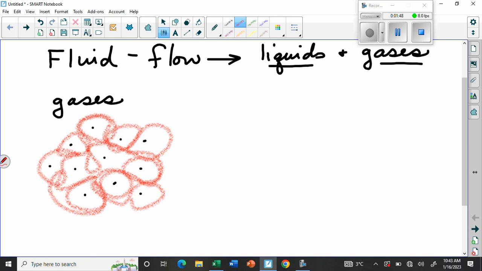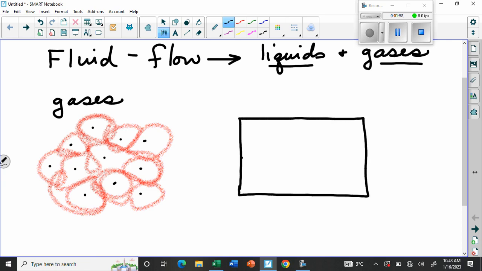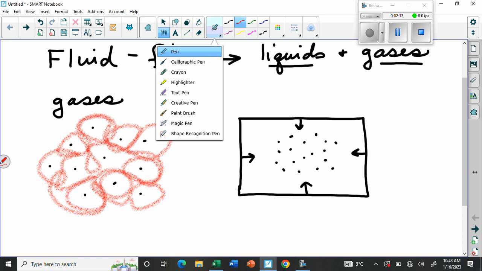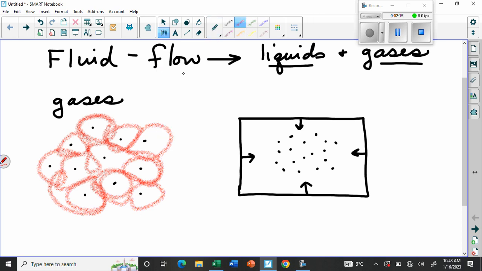And so that means that if you put pressure on the gas, we'll confine this, and we'll pretend that these walls are closing in. So the gas is feeling pressure from all sides. What happens is the molecules of the gas can be pushed closer together. So there is less space between them.